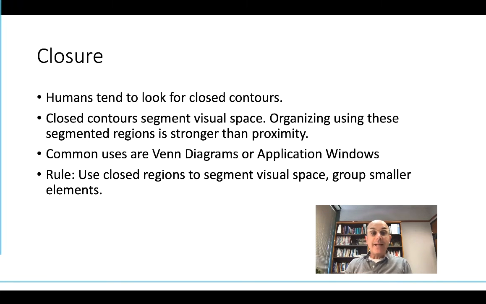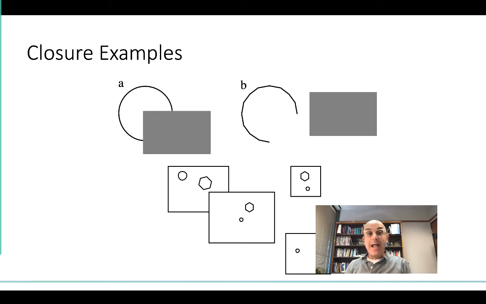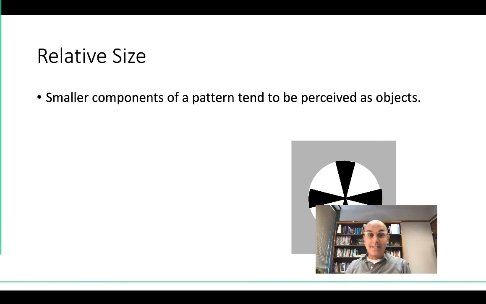Closure is another thing that we often look at in visualization. We are looking at a Venn diagram or application windows, and the rule is to use closed regions to segment visual space or group similar elements. So those are the closure examples that the people who believe in Gestalt believe is the way for us to analyze it.